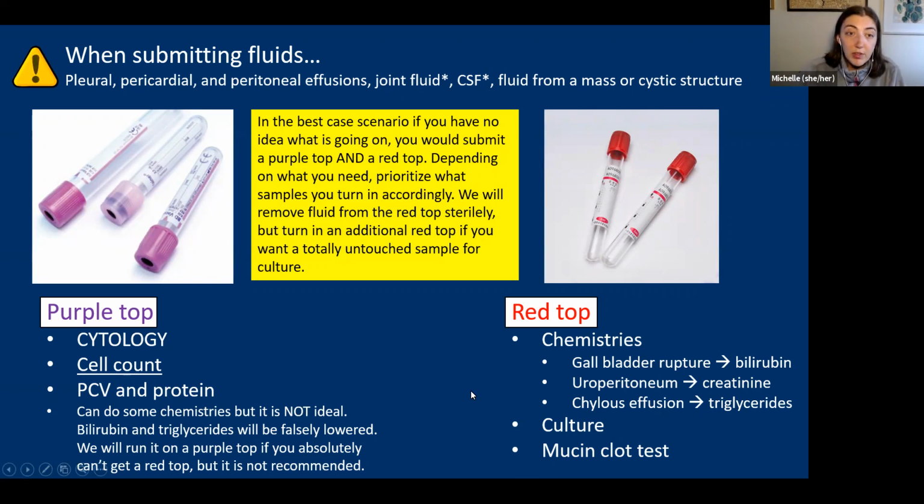If you have enough fluid, I would submit it in a purple top and a red top. But if you only have a small amount of fluid, if you know what your priority is, like my priority is cytology, or my priority is, I want to run bilirubin on this, I think that'd be kind of weird, but then that will determine what tube you put it in.